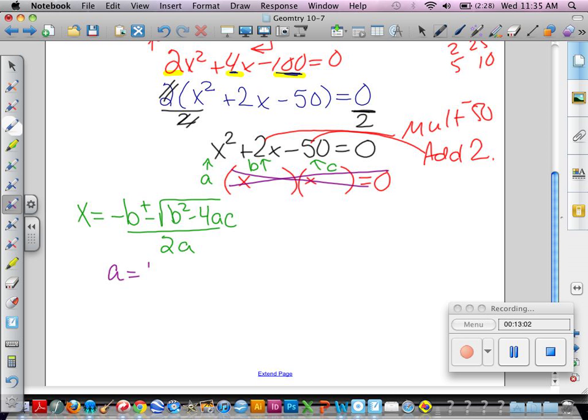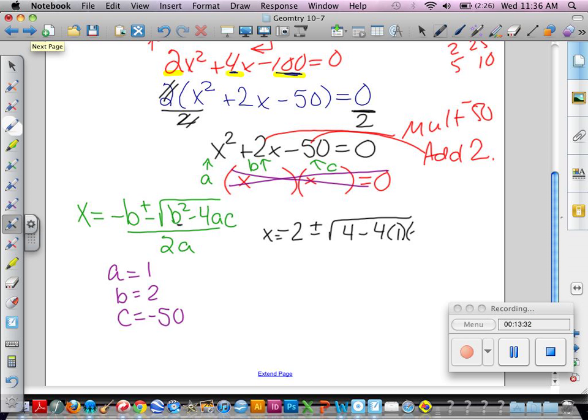So over here on the side, it helps me if I can write a equals 1, b equals 2, and c equals negative 50. So then now I'm going to plug those into my formula here. I'm going to take the opposite of b, which is going to be x equals negative 2 plus or minus. Then I need my b squared, so I'm going to write 4 down right away, minus 4. I need a, which is 1, and my c, which is negative 50. And then that's all over 2 times a, which is 1.